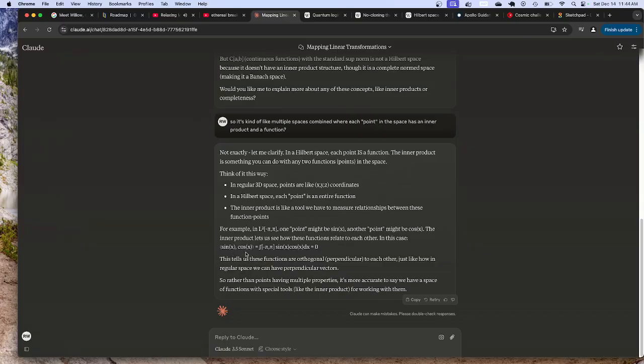In this case, the inner product of sine x and cosine x is 0. This tells us these functions are orthogonal to each other.